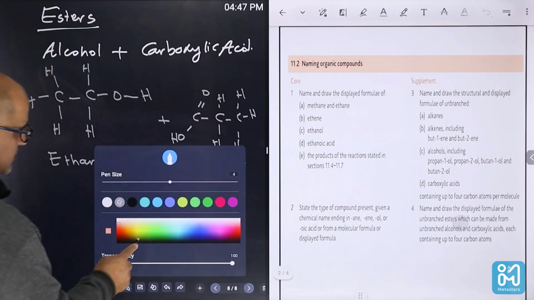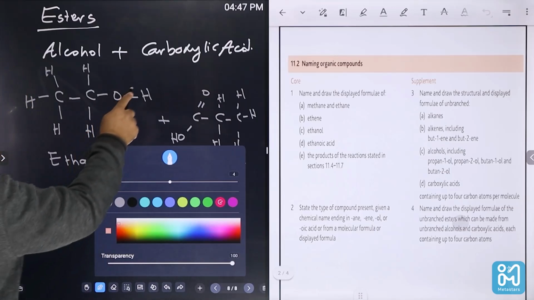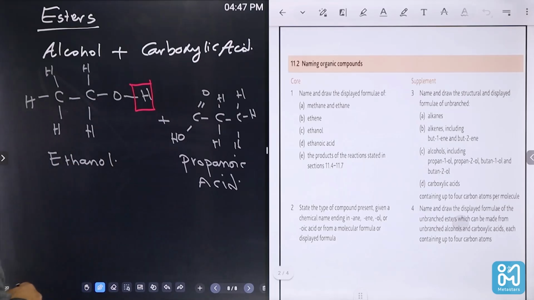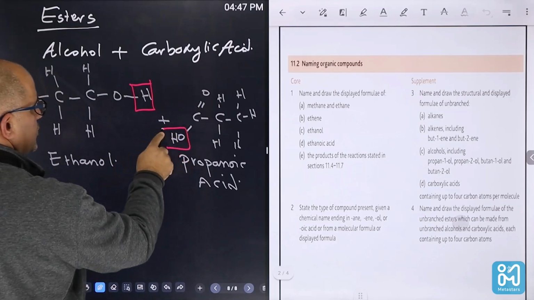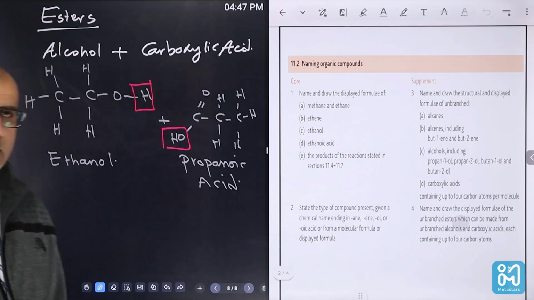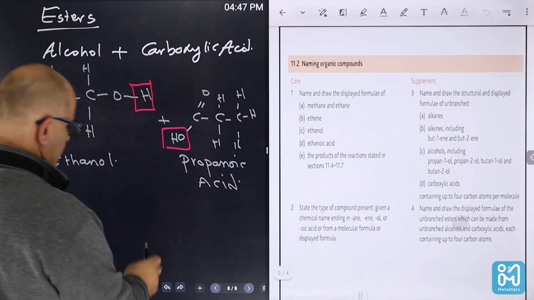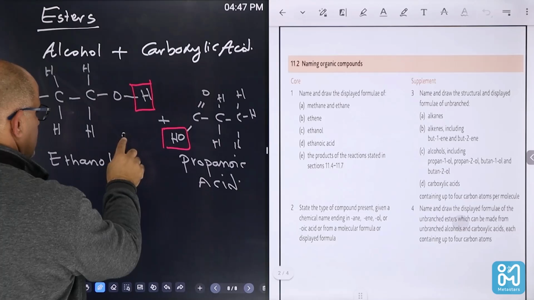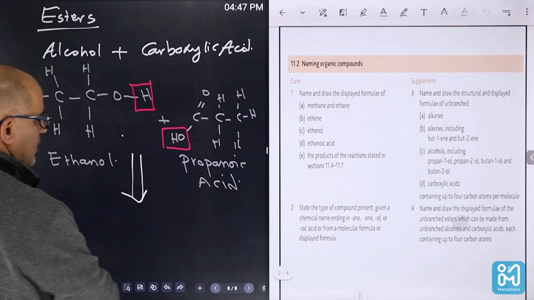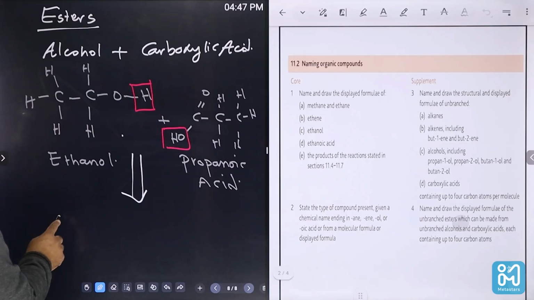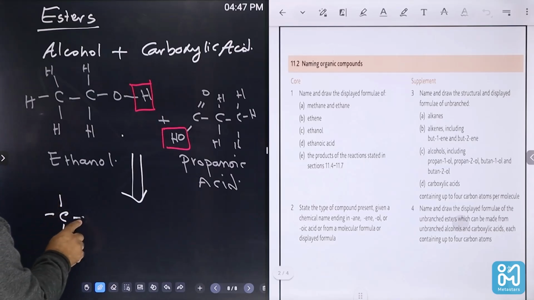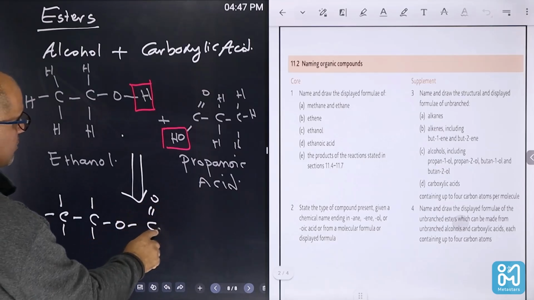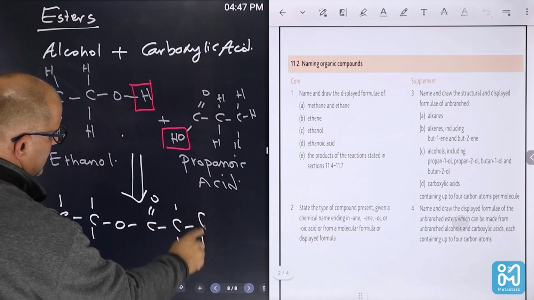Now, what's removed from the structures is the hydrogen ion from the alcohol and the OH group from the carboxylic acid. Okay? Now, by this, a water molecule is condensed out, and this will give you C, C, and C. Here we have O, then C double bond O with C and C, C.